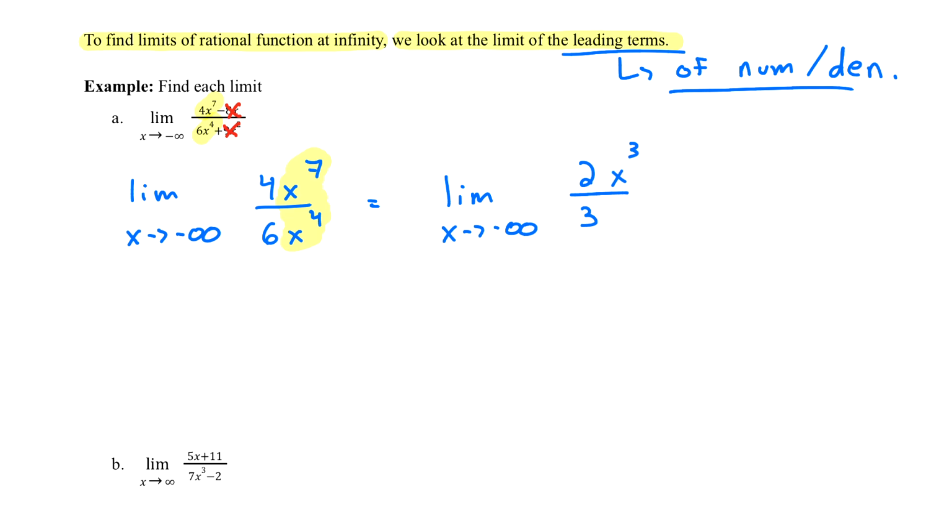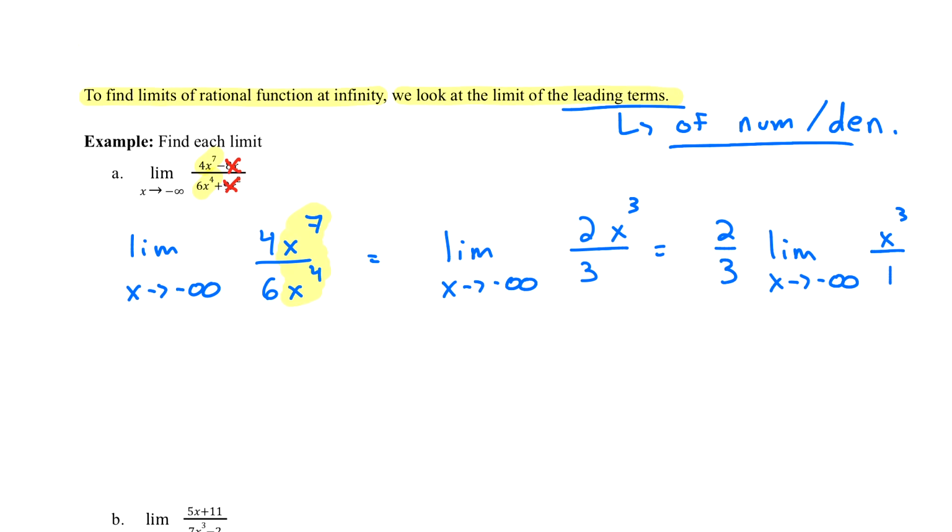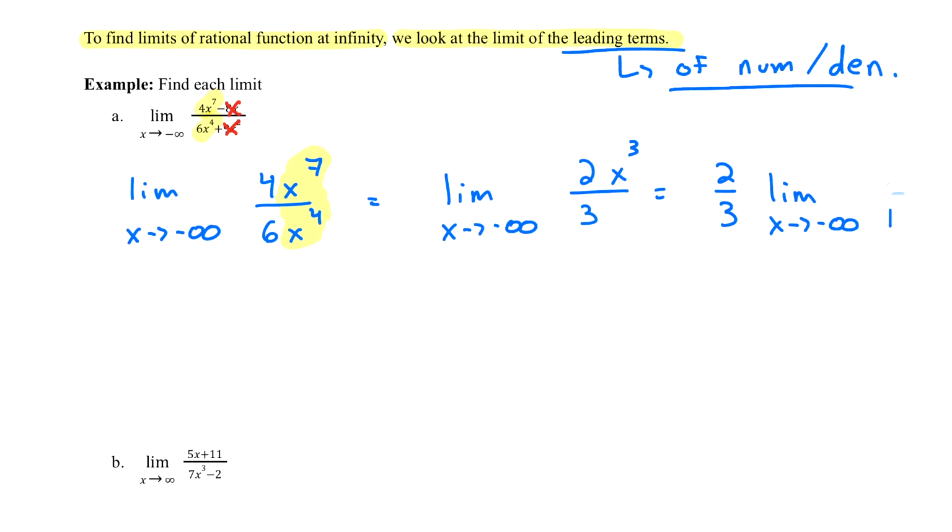in my numerator. So this is hopefully looking like something that we saw in our polynomial video, where now I can go ahead and factor out our coefficient. Here this is 2/3. So I can say that this is 2/3 times the limit as x approaches negative infinity of x cubed over 1, if we wanted to, just to keep that x cubed up in our numerator. But I could also write this as just x cubed here, since x cubed divided by 1 is just x cubed.